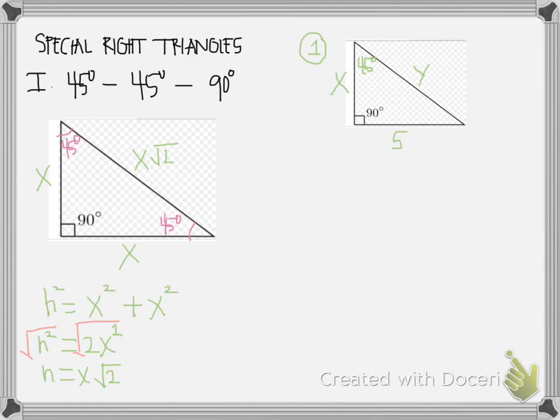Let's just call them x and y here. So this x is also going to be equal to a 5, and my y here is going to be equal to 5 square root of 2.